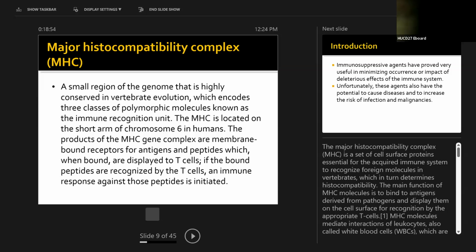And then the MHC is actually located on the short arm of chromosome 6. The products of this MHC complex are membrane-bound receptors for the antigen and peptides, which when bound are displayed to the what? The T cell. If bound peptides are recognized by the T cells, what do you get? An immune response against those peptides is initiated. So that's how the system works, right? You have it presenting itself to that T cell, a recognition by the T cell, and now you get a recognition against that peptide that is being presented. Okay.